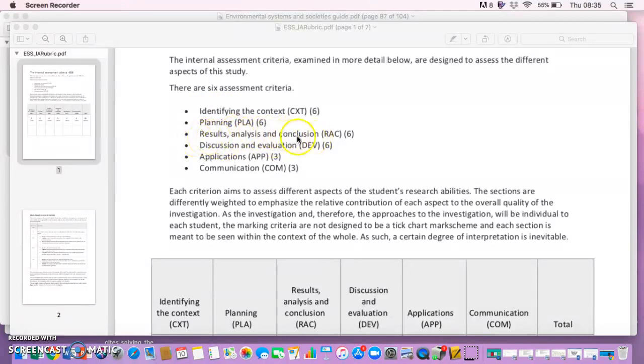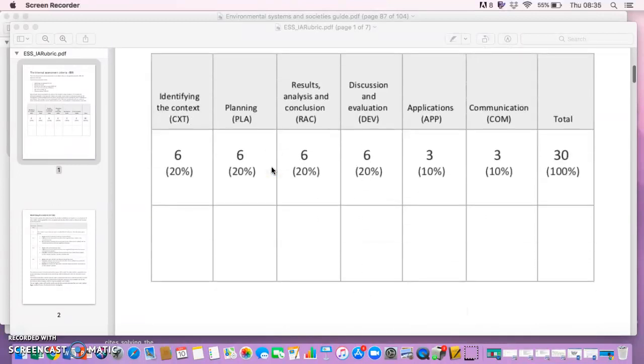So that's key. Whatever data you're collecting or using, whether you're using other sources of data or collecting your own data, that information has to be complete and in there. So we're talking data tables, graphs, and an analysis of the information that you collected. And then it says discussion and evaluation, application, and communication. So this is our breakdown of the rubric.